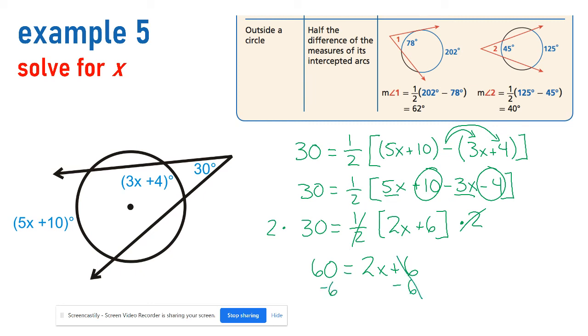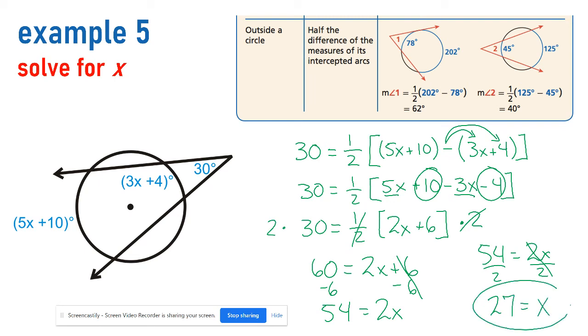I'm going to subtract 6 from both sides. I have 54 equals 2x. I'm going to move that over here. 54 equals 2x. Divide by 2. And 27 is what x is equal to. So x is 27. So a bit of work on that one, but the big thing is just be really careful when you're subtracting an arc or an angle that's in parentheses like this that has more than one term. Make sure you end up subtracting both of the terms inside the parentheses. All right, a couple more.